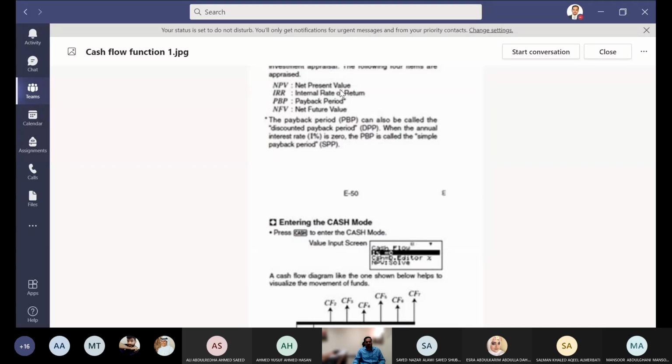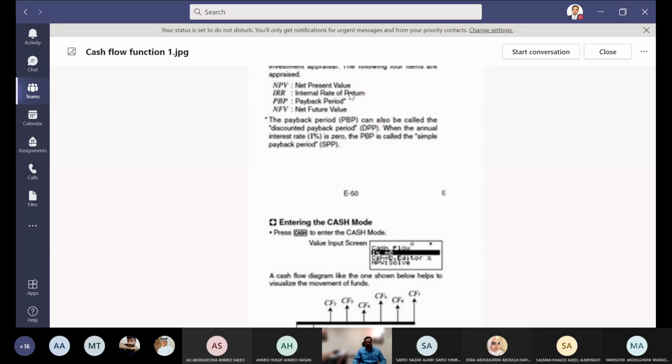NPV, net present value, and net future value. In these settings, you only get 2 options. So if somebody says, what if I want annuity? Okay, you take the figure, you save it, and you insert it in the previous compound instructions. Unfortunately, this is the way it's handled.